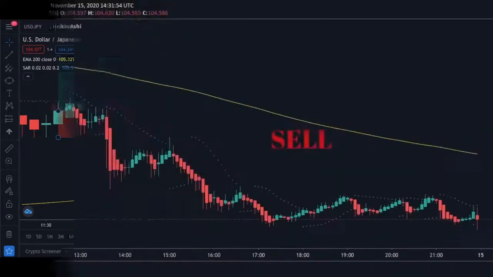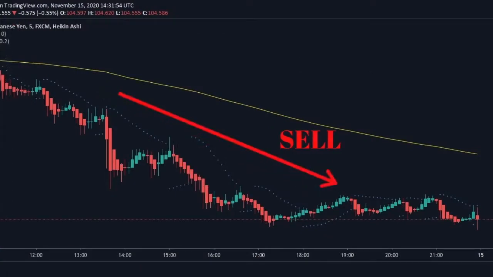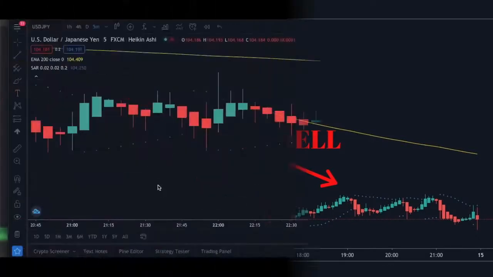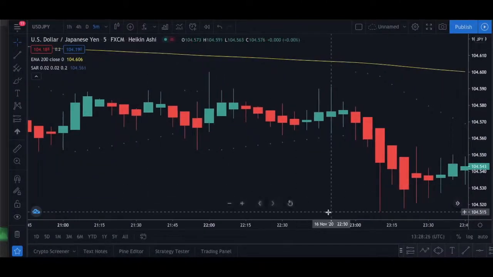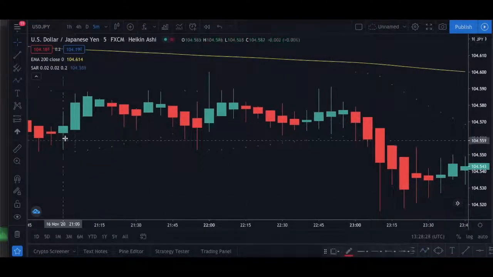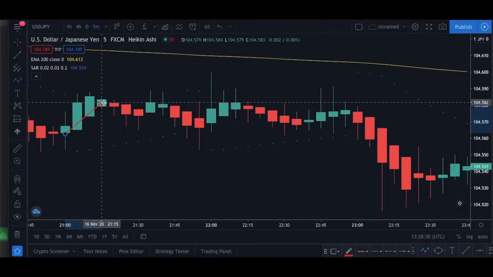Before finishing this video I want to show you a short setup too. You should remember that we will go short only when the price is below the 200 EMA. We will wait for a couple of green candles in a row and after the pivot, it is basically the same logic with opposite rules. Let's check for an entry. Here there are 4 green candles in a row, and a price pivot after.